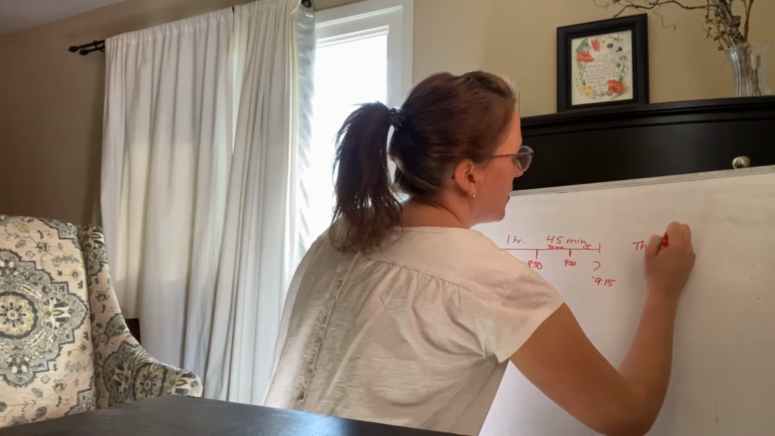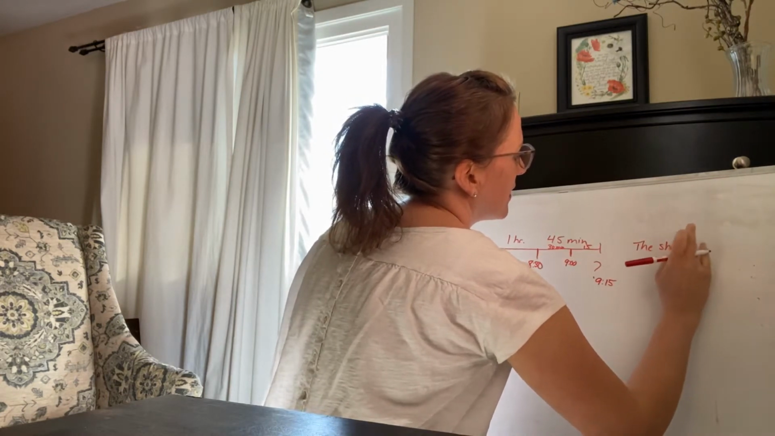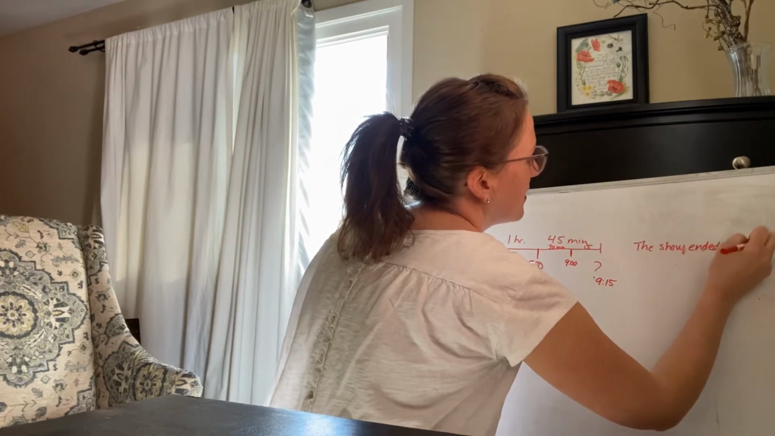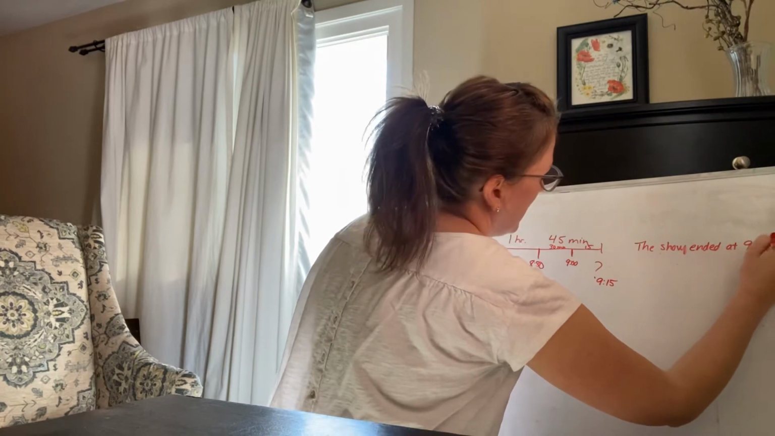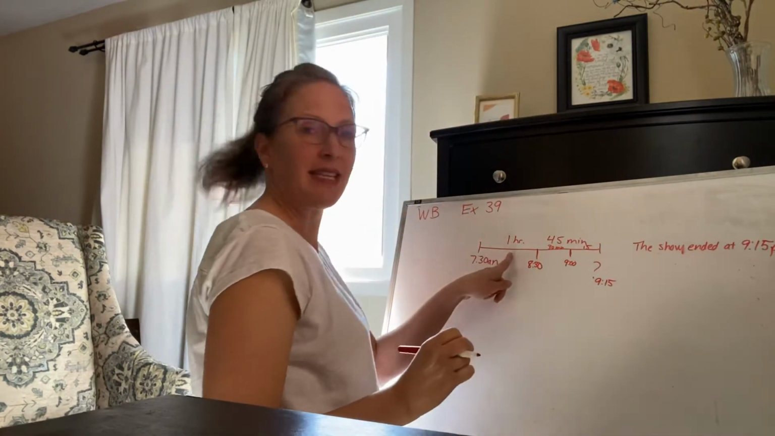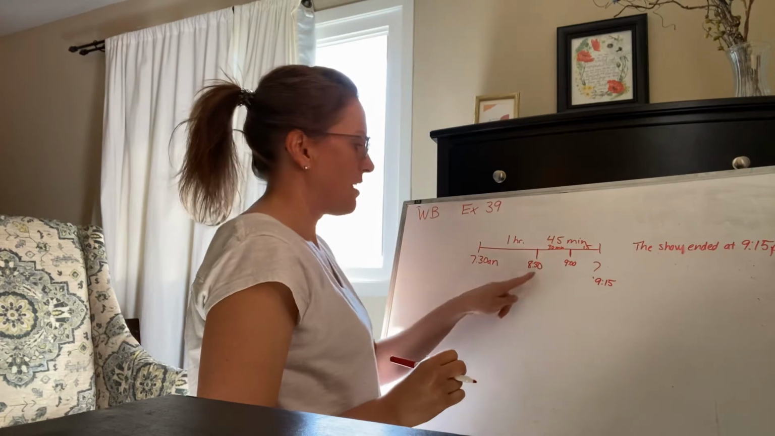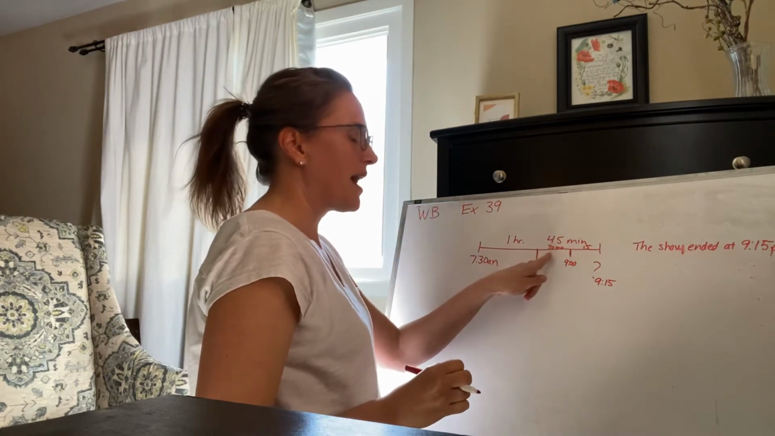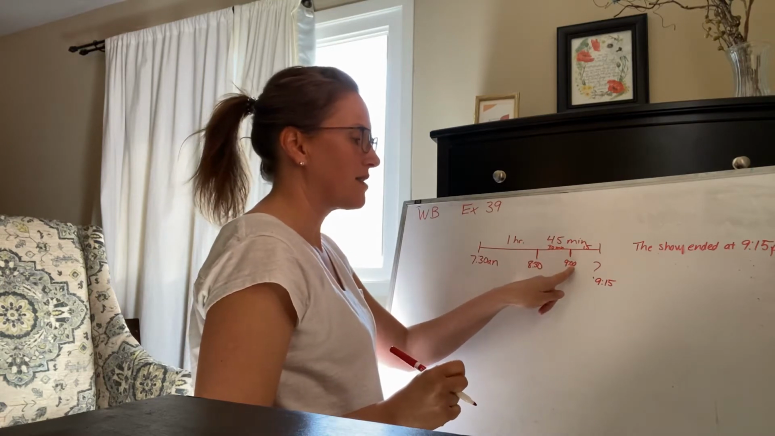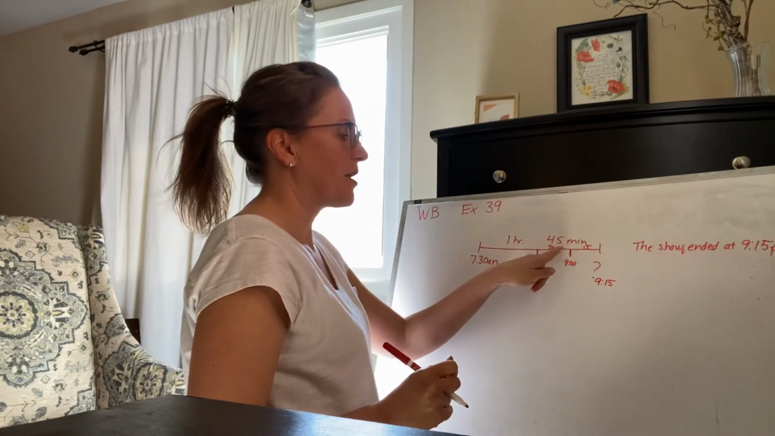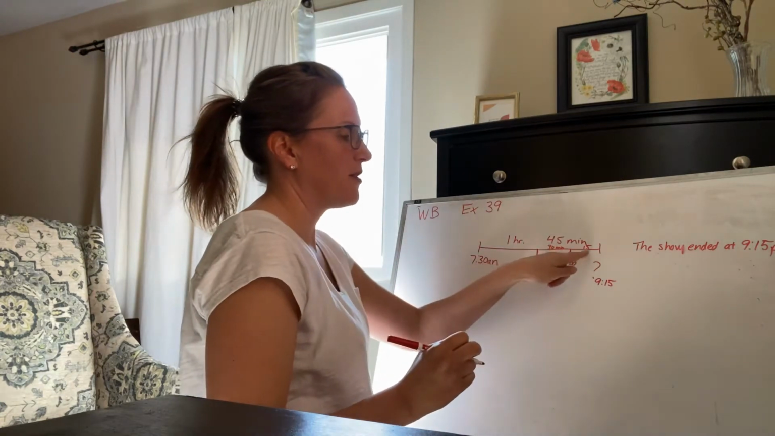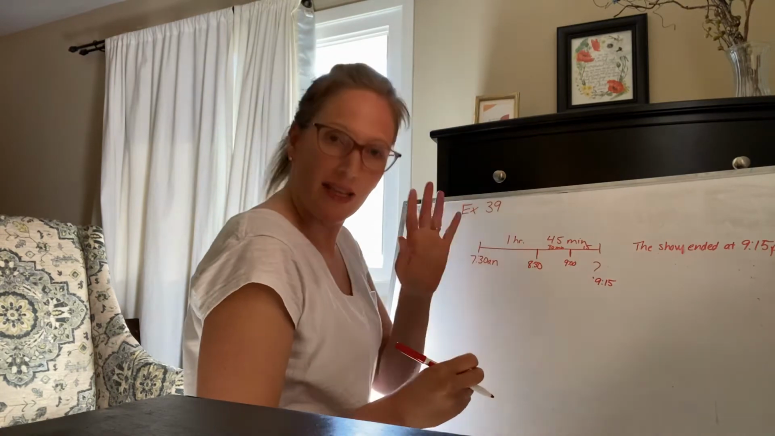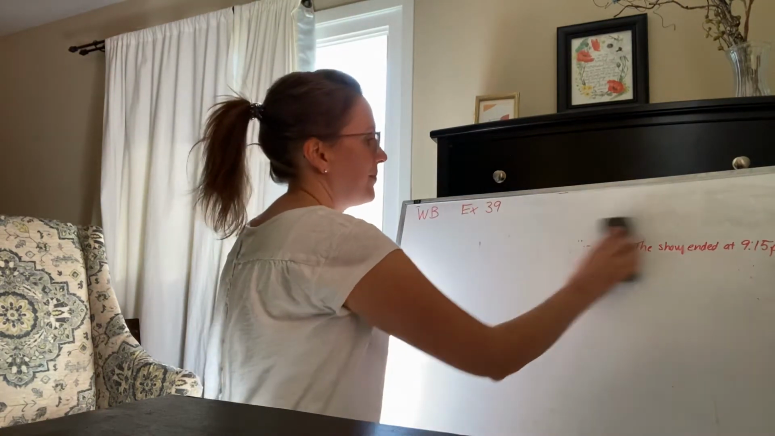So to answer the question, what time did the show end? The show ended at 9:15 p.m. Okay? Did you see how I did that? I worked to get to the hour of 8:30. There's my 1 hour, and then I had 45 minutes left. So I broke it up. I used 30 minutes to get me to 9 o'clock so I could get to the hour. And then from that 45, when I take 45 minus 30, I had 15 remaining minutes. So I just added 15 minutes to 9.